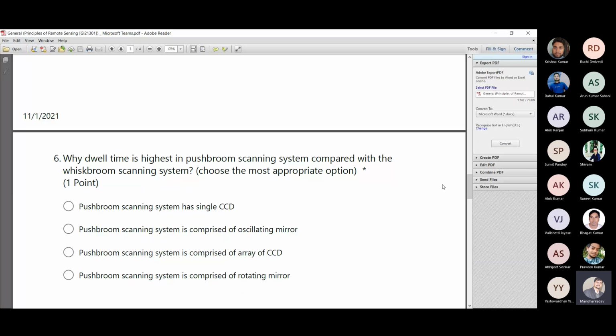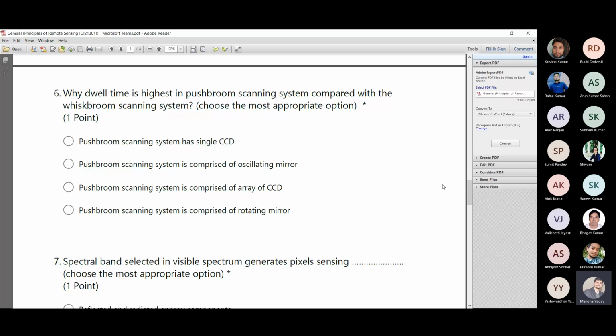The sixth problem is again related to the functioning of the whiskbroom scanning system, how it operates. So the dwell time is highest in the pushbroom scanning system compared with the whiskbroom scanning system. So as we have discussed in the lectures, the assembly of the whiskbroom scanning system and pushbroom scanning system. So in whiskbroom, we have only one CCD, okay? But in between the area that is being sensed and the CCD, we have an optical system. So that optical system is comprised of a rotating or oscillating mirror. Okay. So that mirror actually collects the energy and just confines it at its focus.